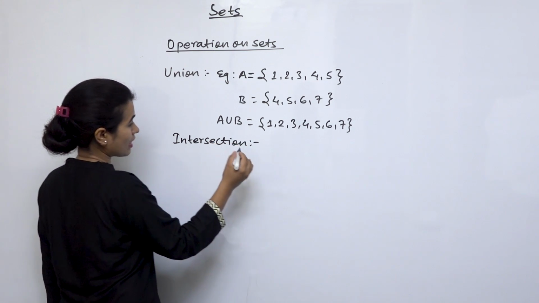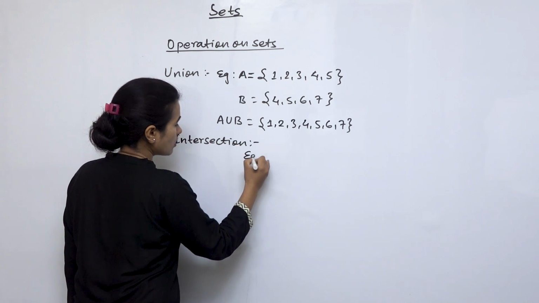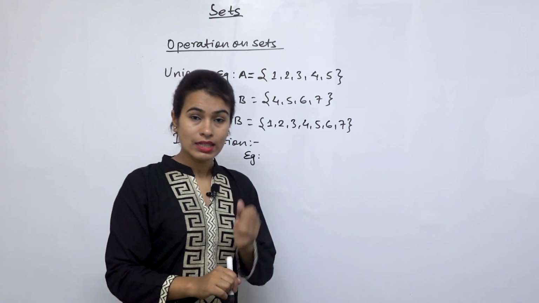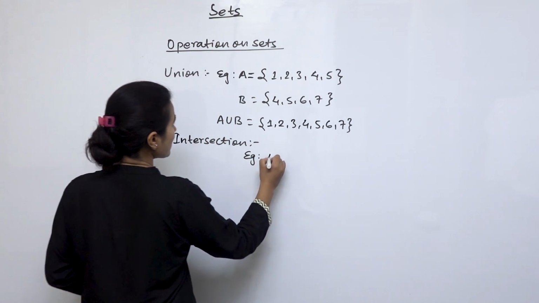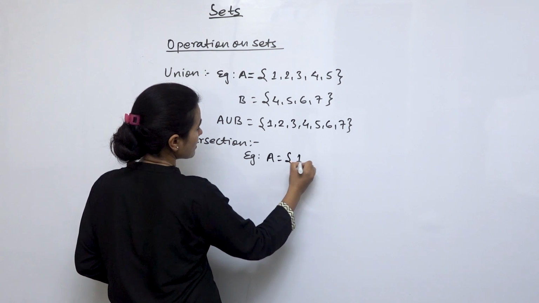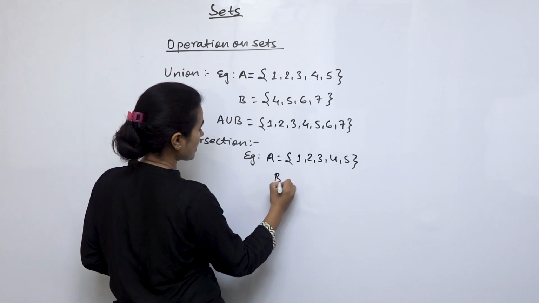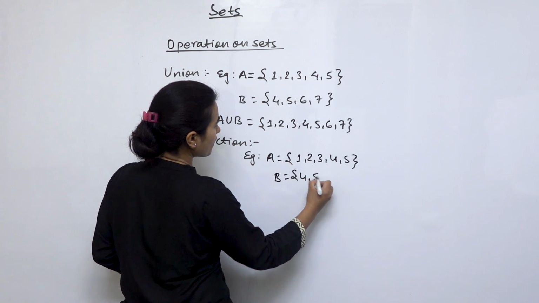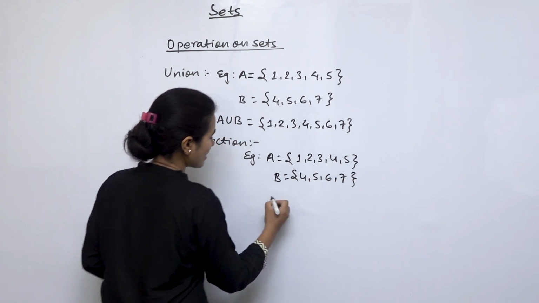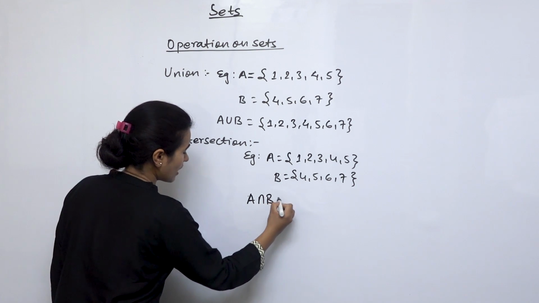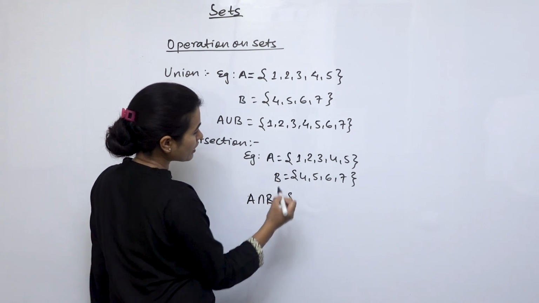Intersection of the sets A and B. Intersection means common members in between the two sets. For example, in set A, let's take the same example: 1, 2, 3, 4, 5 are the members of set A and B equals 4, 5, 6 and 7. This is the symbol of intersection. A intersection B is only the common members.